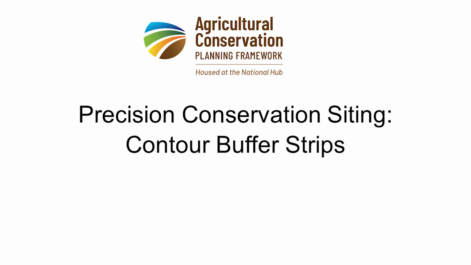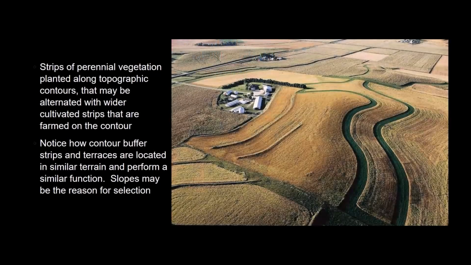In this video, we're going to discuss the Contour Buffer Strips tool. This is the sixth tool in the Precision Conservation Siting Practices section of the ACPF Toolbox. Contour buffer strips are strips of prairie grass or other perennial vegetation placed along topographic contours, and they are used to intercept overland flow and sediment from running off into natural waterways. They can be placed a certain spacing along the slope or at the foot slope.